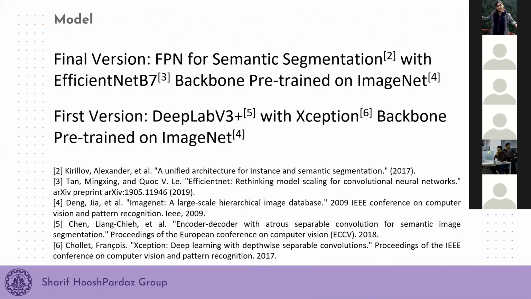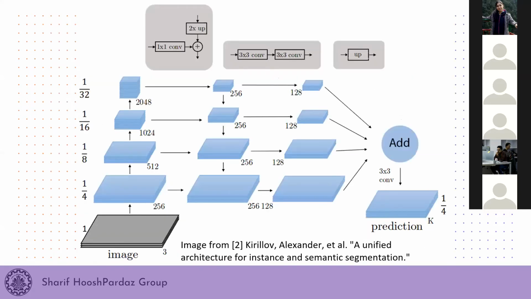The model that we used in the first version of our algorithm was DeepLab version 3+. And for the backbone of this model, we used a modified Xception that was pre-trained on ImageNet. And for the final version, we used a feature pyramid network, or FPN, for semantic segmentation. And for the backbone of this network, we used EfficientNet, which was also pre-trained on ImageNet. So here you can see an overview of the architecture of feature pyramid networks. And we used the add operation for the pyramid net for the features that were extracted.